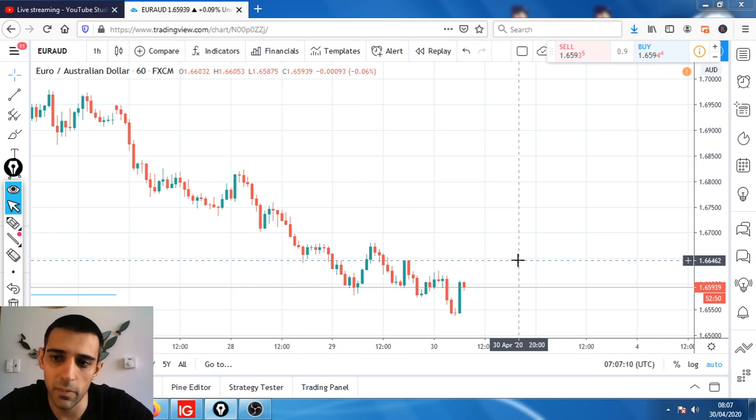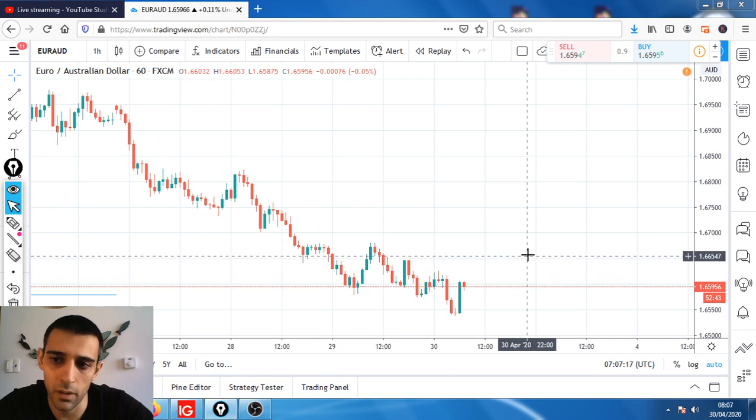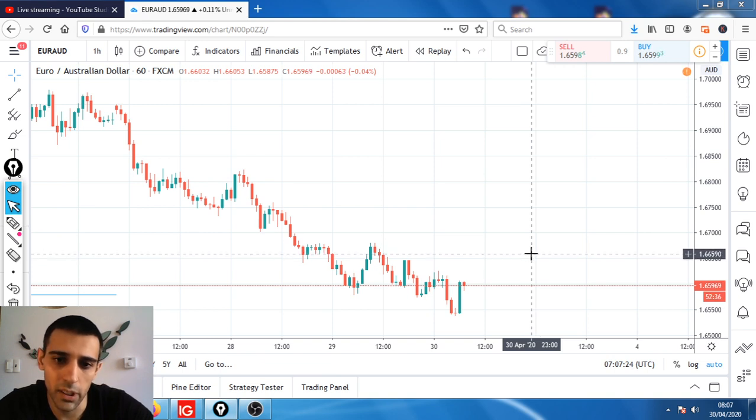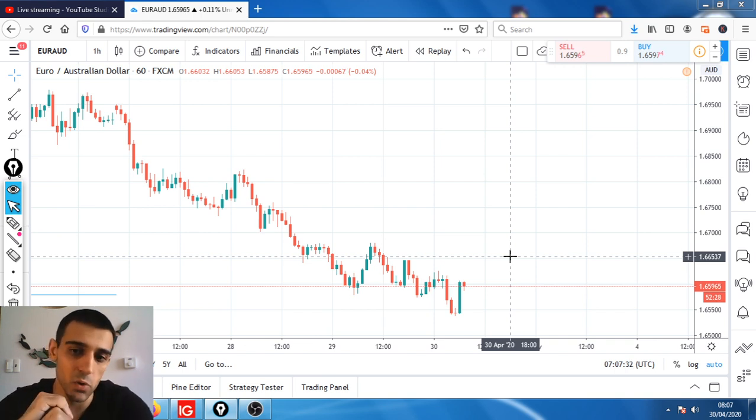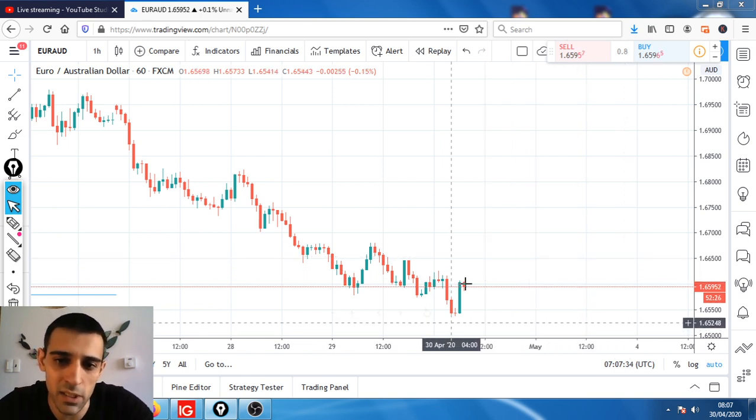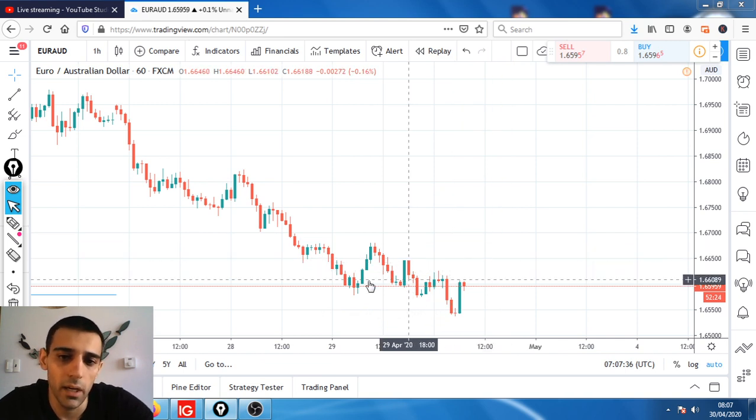So the first one is going to be the 166.45 zone roughly, and the stop loss is going to go to 166.55. So we can give it about 15 pips stop loss on this one. It's relatively very tight, especially on this currency, euro against Australian dollar. It's very tight because this one does move a lot.